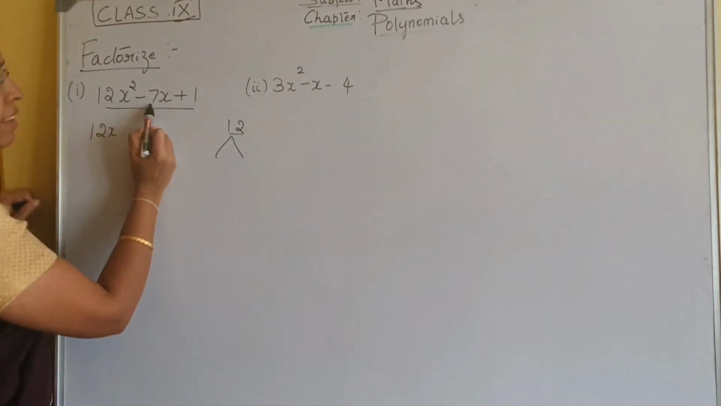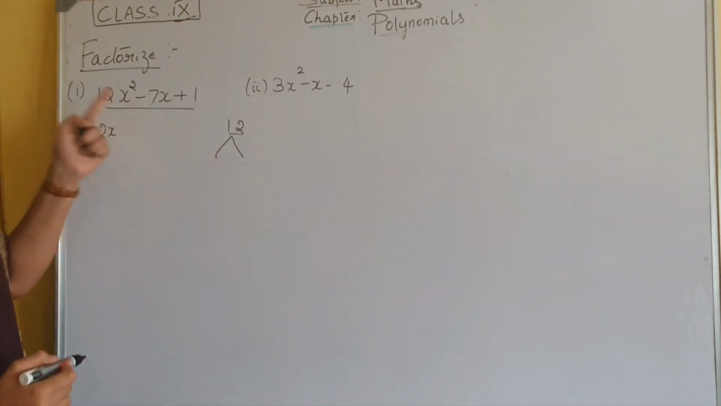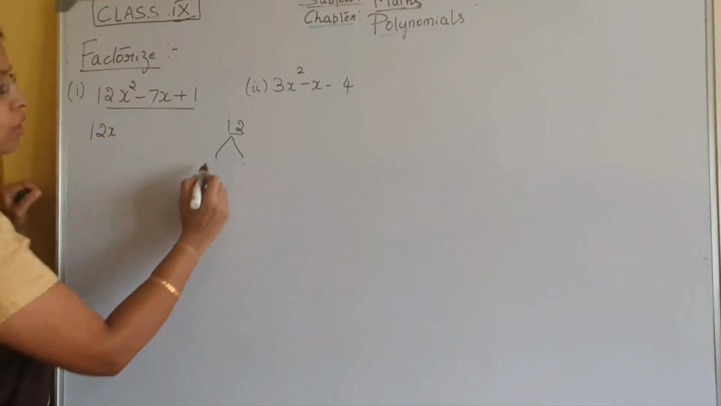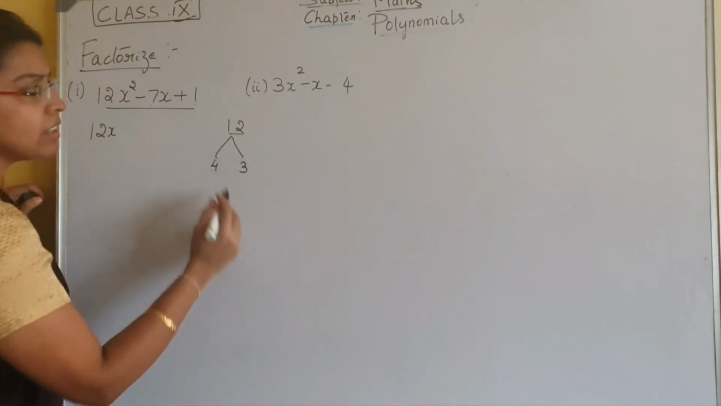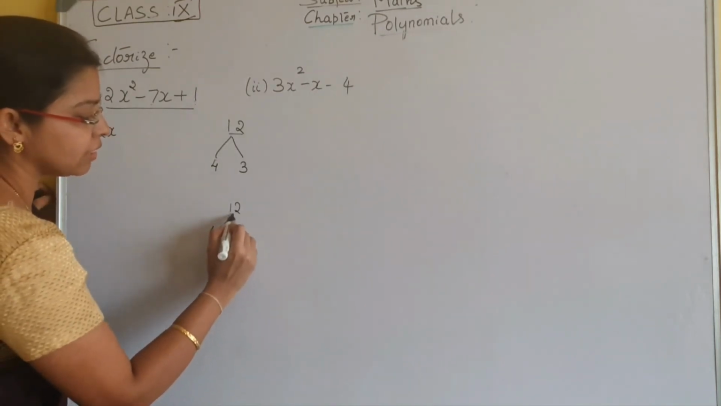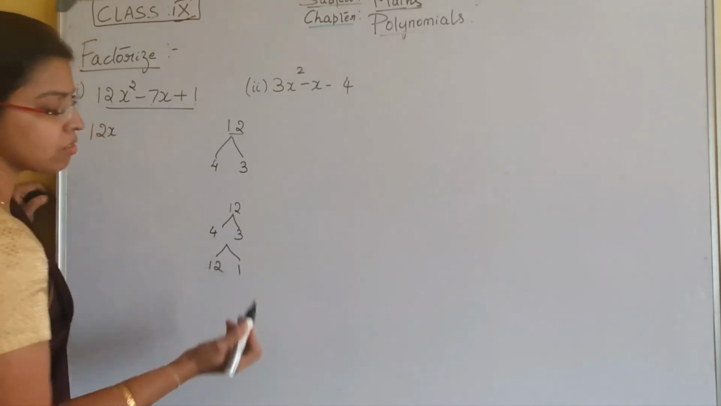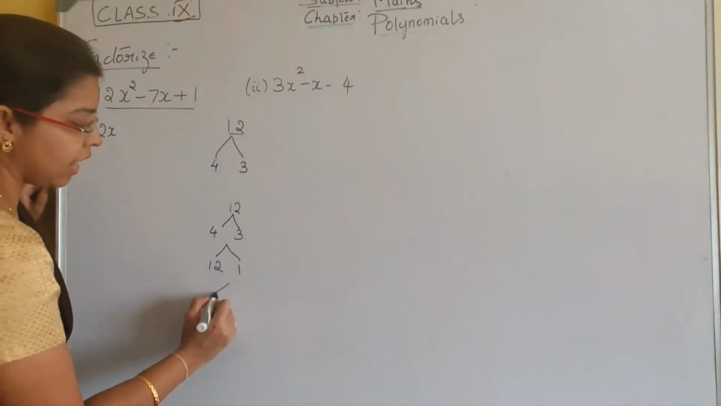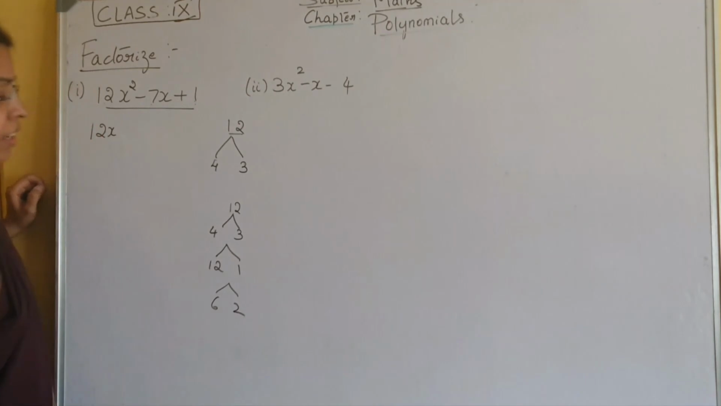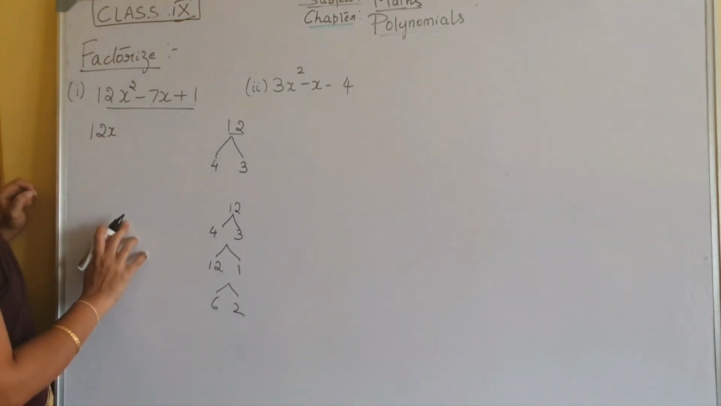So here it is minus 7. 12 can be, how do we get minus 7 with the factors of 12? 4 and 3 is a factor. What are the factors of 12, by the way? It is 4 and 3, and 12 and 1 is also a factor, and 6 and 2 is also a factor. But we cannot use 6 and 2 because the middle term has a coefficient minus 7.